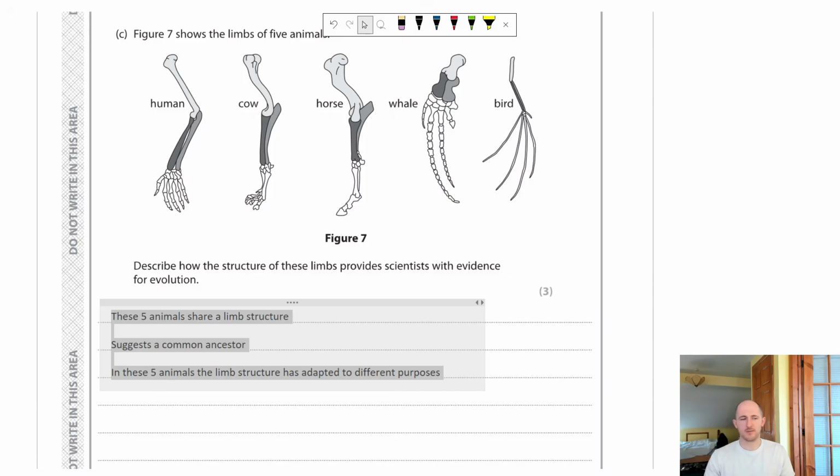Pretty tricky question, I'm not going to lie. If you mention the pentadactyl limb, that actually gets you a bonus mark with this limb structure part. But I don't really know of many students that know that. But if you do, well done.